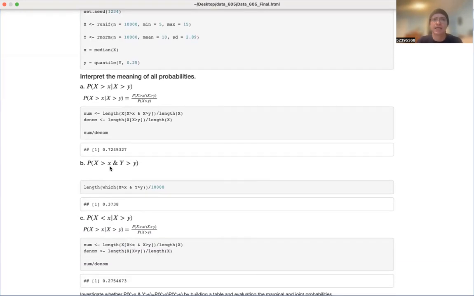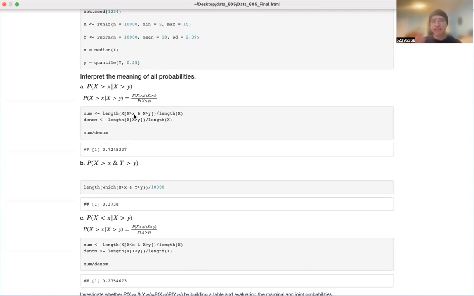Then I went ahead and did question A. That was just to find the conditional probability that a value in my random uniform distribution was greater than the median, given that a value in my random uniform distribution was greater than the 25th percentile of my random normal distribution. So I found the amount of values within my random uniform distribution where both of those conditions were true.